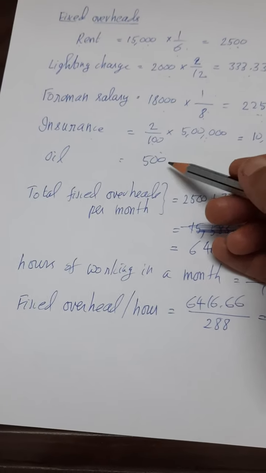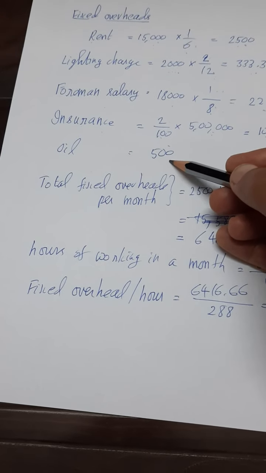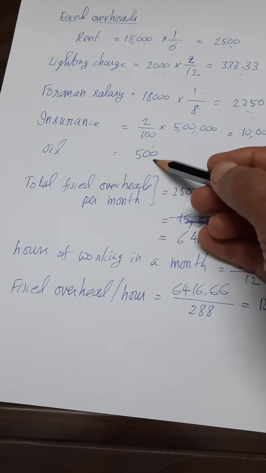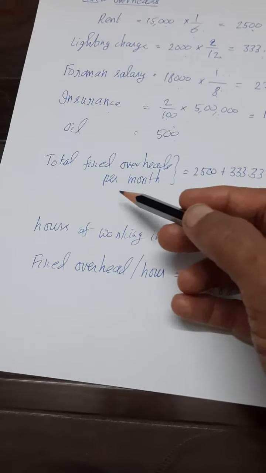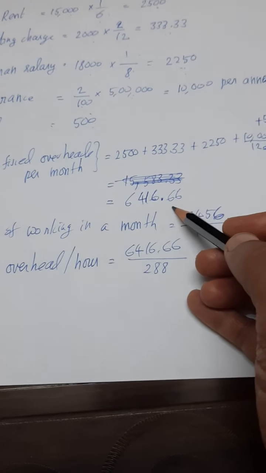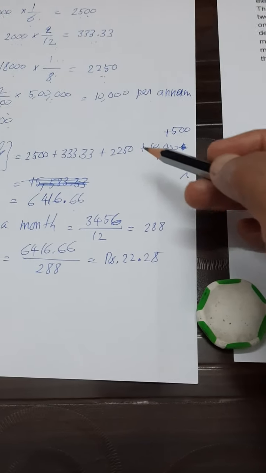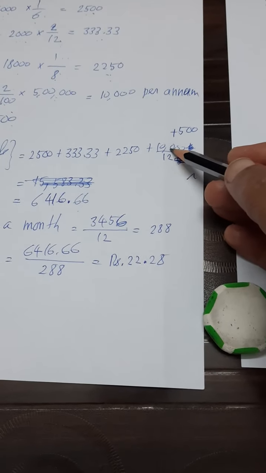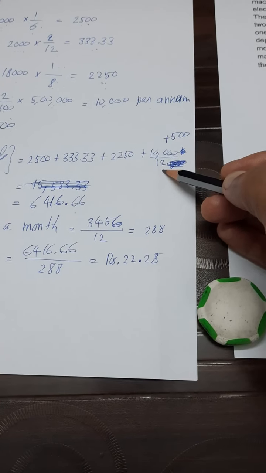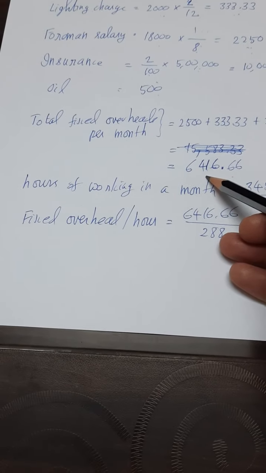For maintaining the machine tool, you have to spend 500 rupees for oil and other purposes. That is also a fixed overhead. When you add everything, you get 6,416.66 rupees as the fixed overhead per month. You remember, 10,000 rupees is the premium paid per annum. Divided by 12, you get the premium paid per month. So, this is the fixed overhead per month.